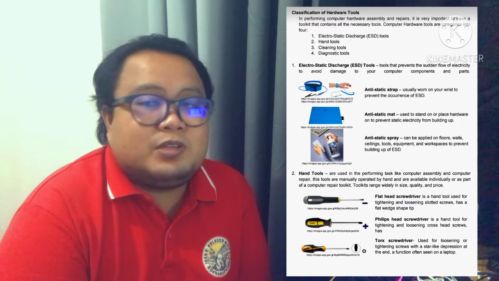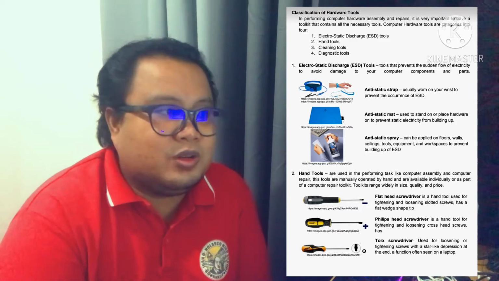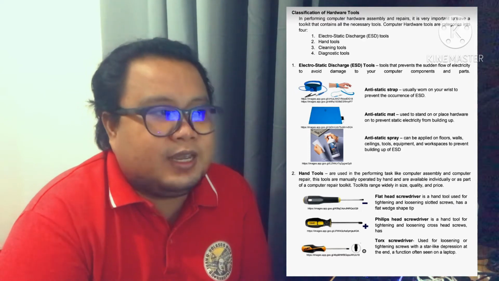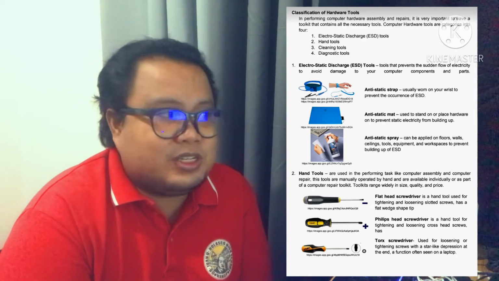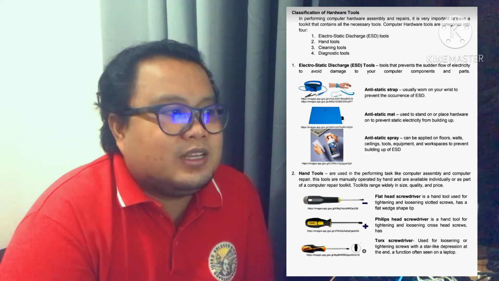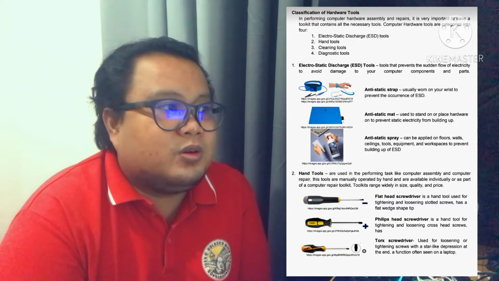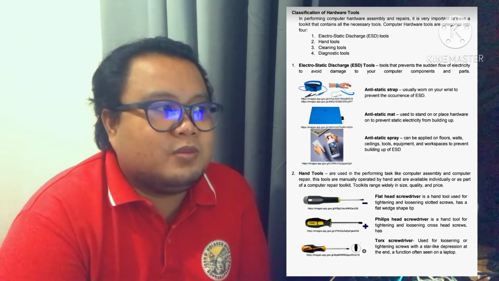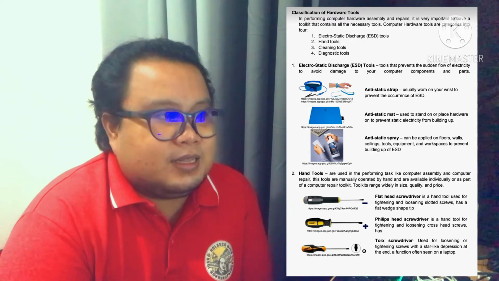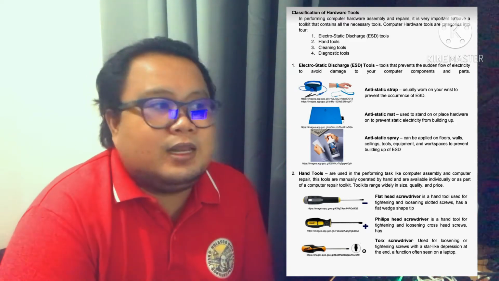So negative sign yung unahan, pag positive sign naman, Phillips head screwdriver yon, which is yung pangalawa natin, a hand tool for tightening and loosening cross head screw. So pang cross naman siya. And then ang pangatlo is yung torx screwdriver, used for loosening or tightening screw with a star-like depression. So, yung kanina kung flat, may cross, ito naman is star-like na siya. Often seen on a laptop. So, karaniwan daw siyang ginagamit dun sa mga laptop.